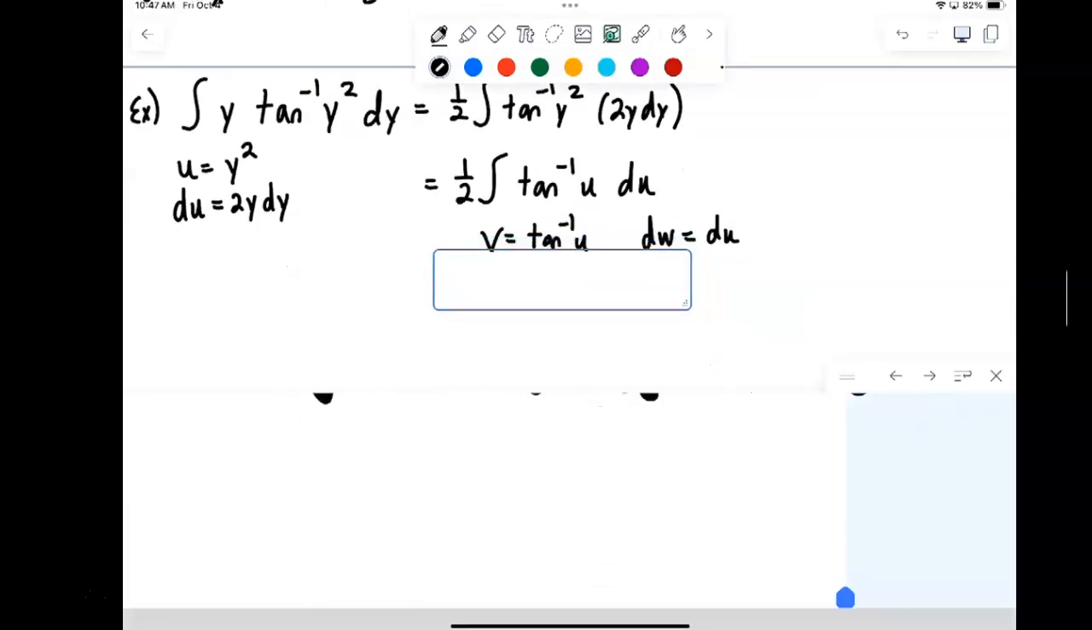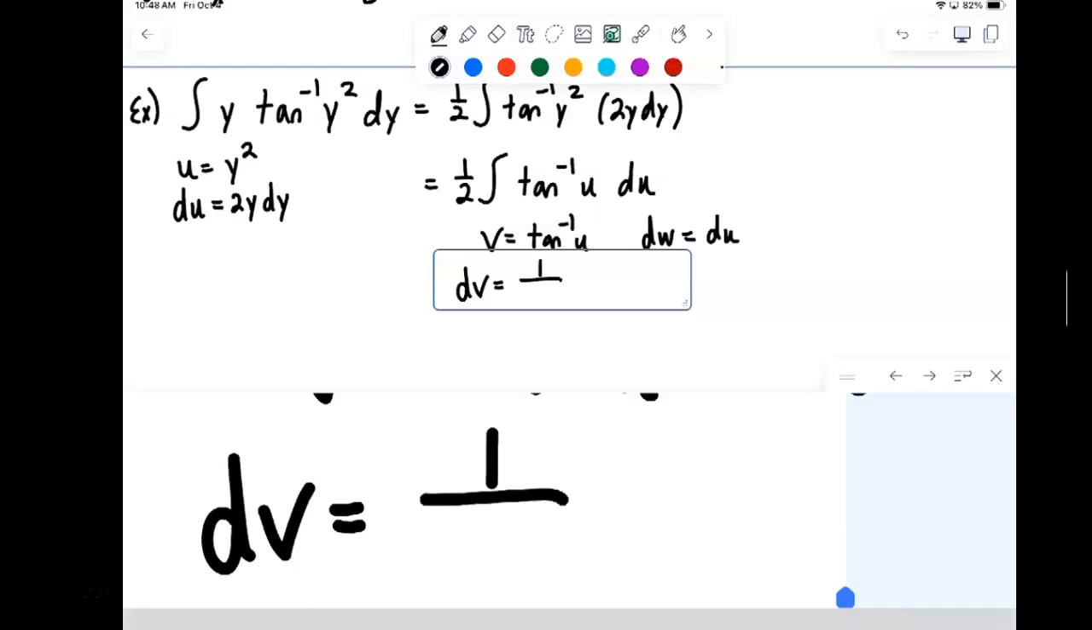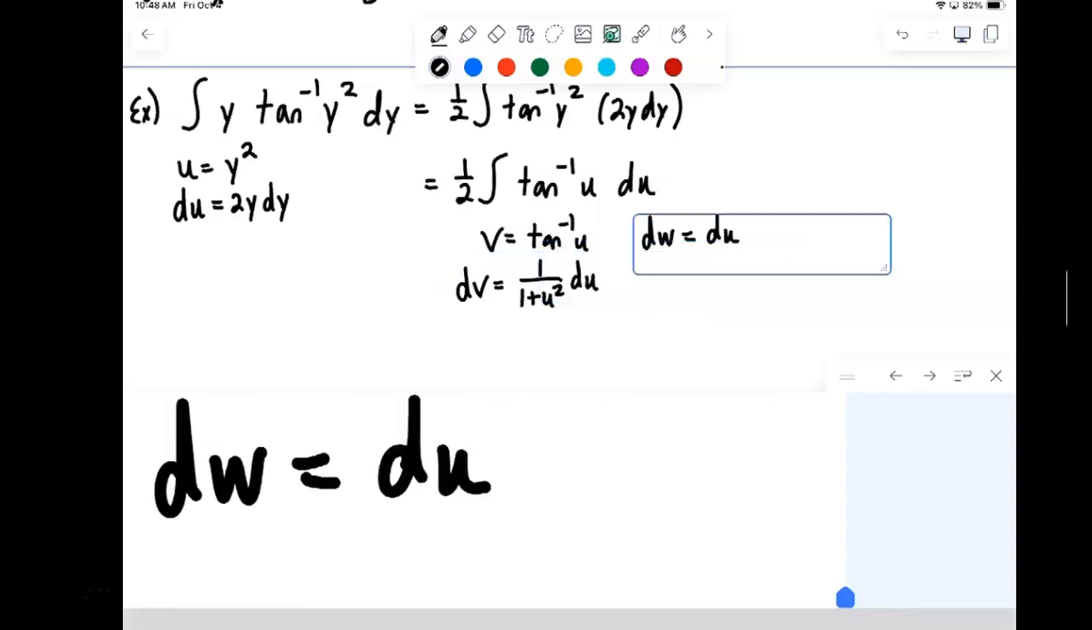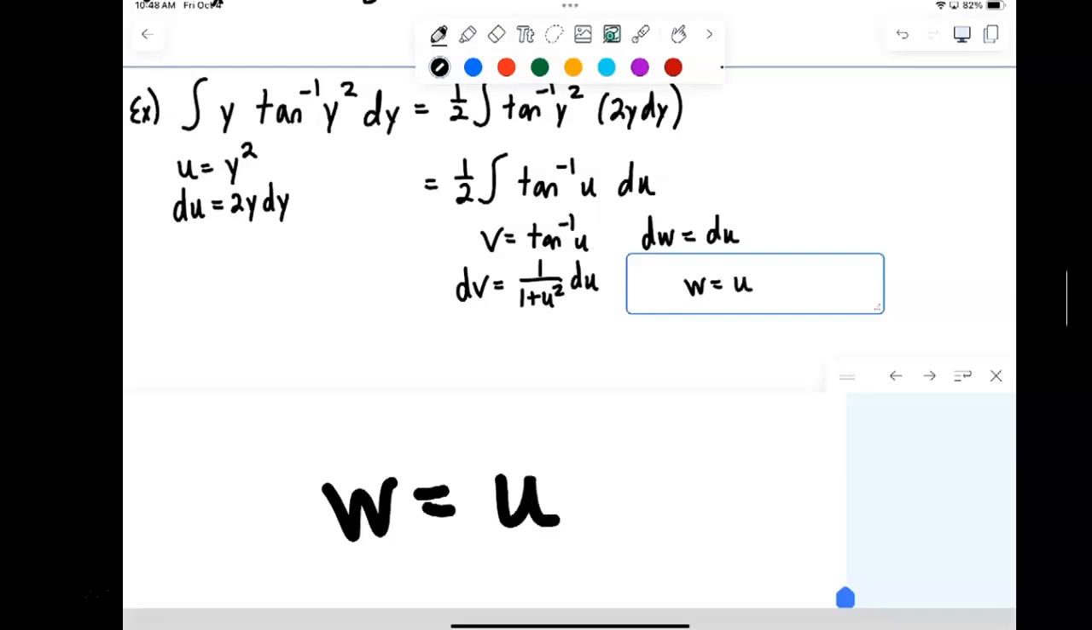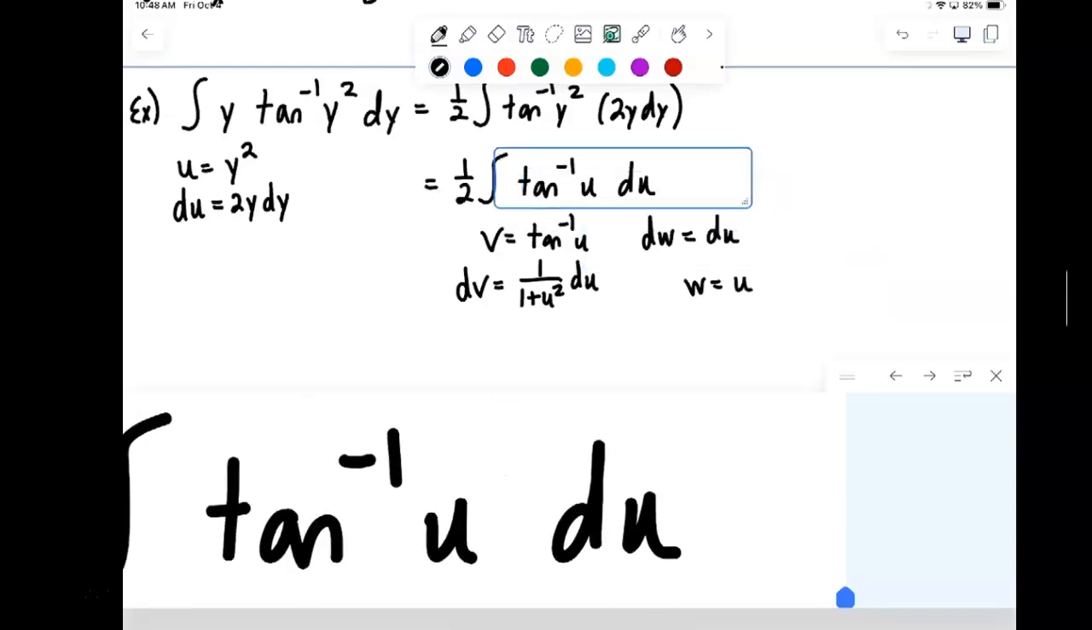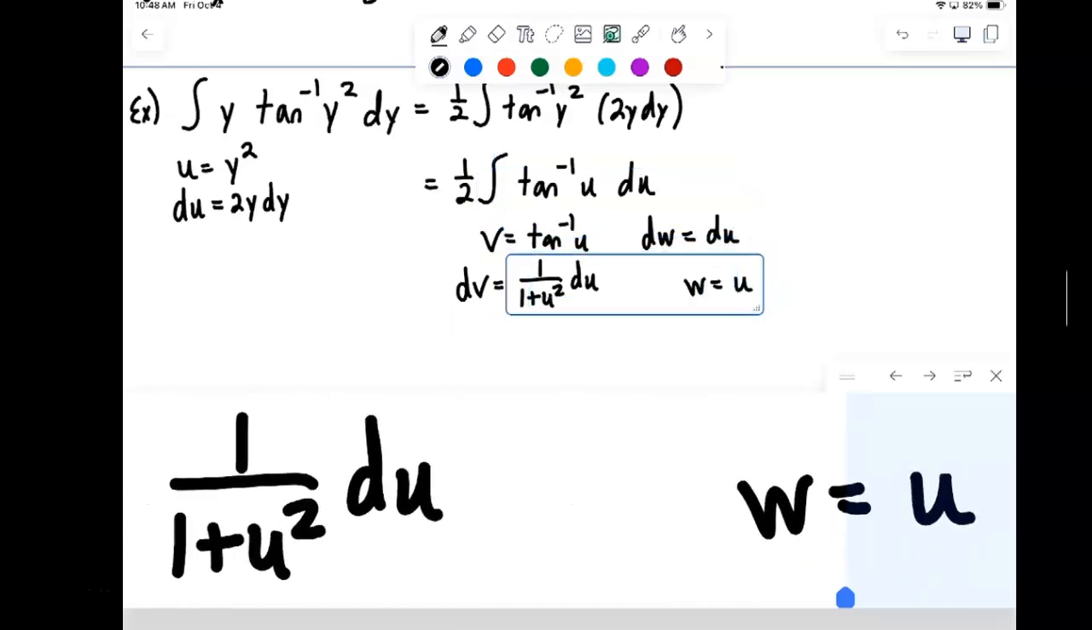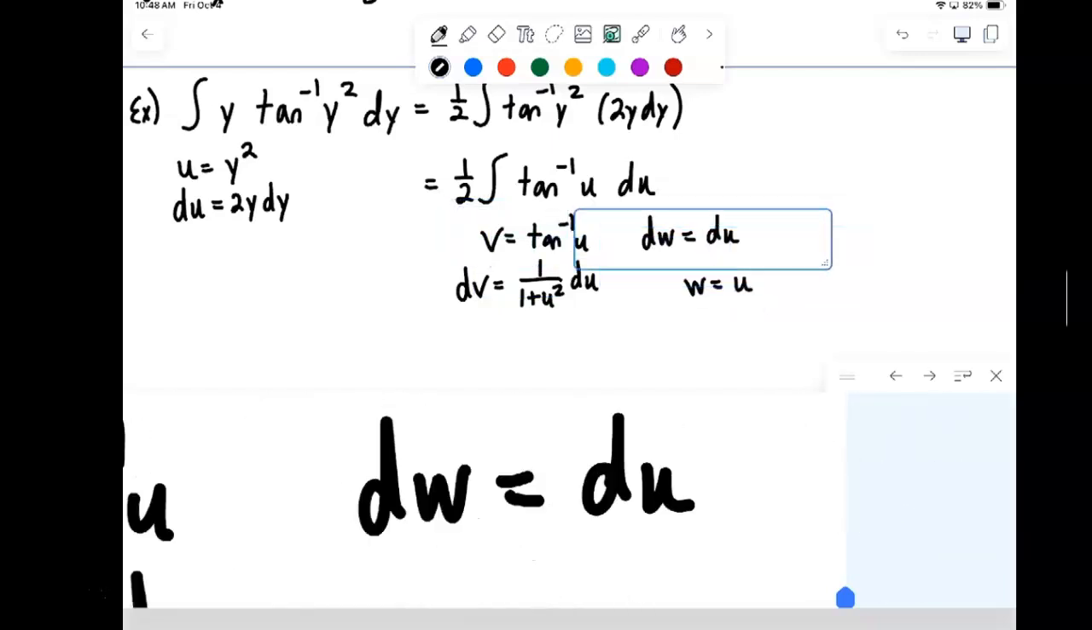So we know how to differentiate inverse tangent. It's a mess, but we know how to do it. That's 1 over 1 plus u squared du. And of course, we know how to integrate dw equals du. We'll just get w is equal to u. So since I already had u as a variable here, I do my integration by parts with the next 2 letters in the alphabet, v and w. And so now we can proceed because we have it set up for integration by parts.